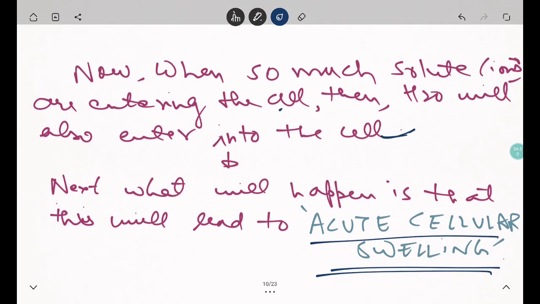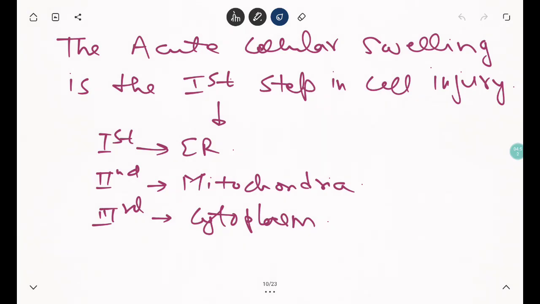Now, acute cellular swelling is the first step in cell injury. In most types of cell injury, acute cellular swelling is the first step, and this is a very important point. First the ER will swell, then the mitochondria will swell, and then the cytoplasm as a whole will swell. First, second, third. Okay.